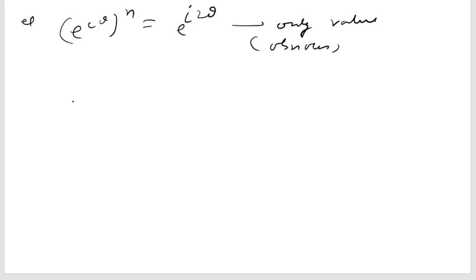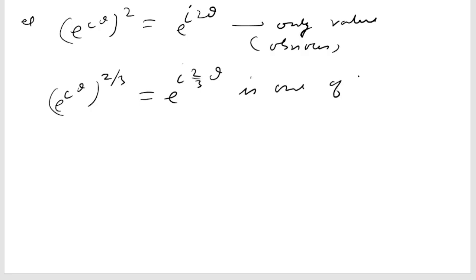But if I say (e to the power i theta) to the power, let's say, 2 by 3, this is nothing but e to the power i 2 by 3 theta. Now this is one of the values. There will be other two values possible, but this is one of the values.